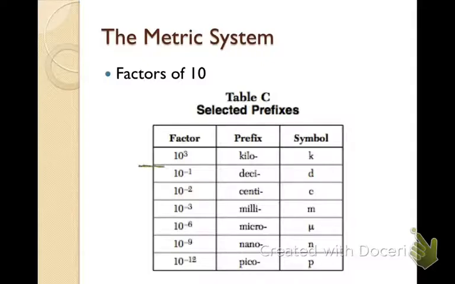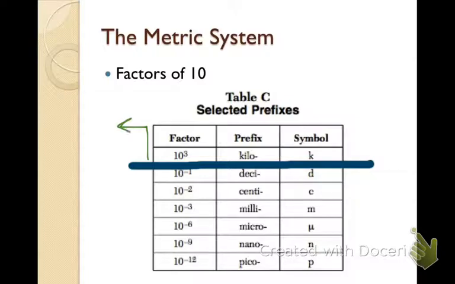So we're going to start right here, between 10 to the third and 10 to the negative 1st. That's our base unit. In fact, go ahead and just highlight it right through. Anything above it, we move the decimal place over to the left to convert. Anything below that line, we move the decimal place over to the right to convert. Of course, that's one way. You can also multiply by certain factors too, so we'll look at those.